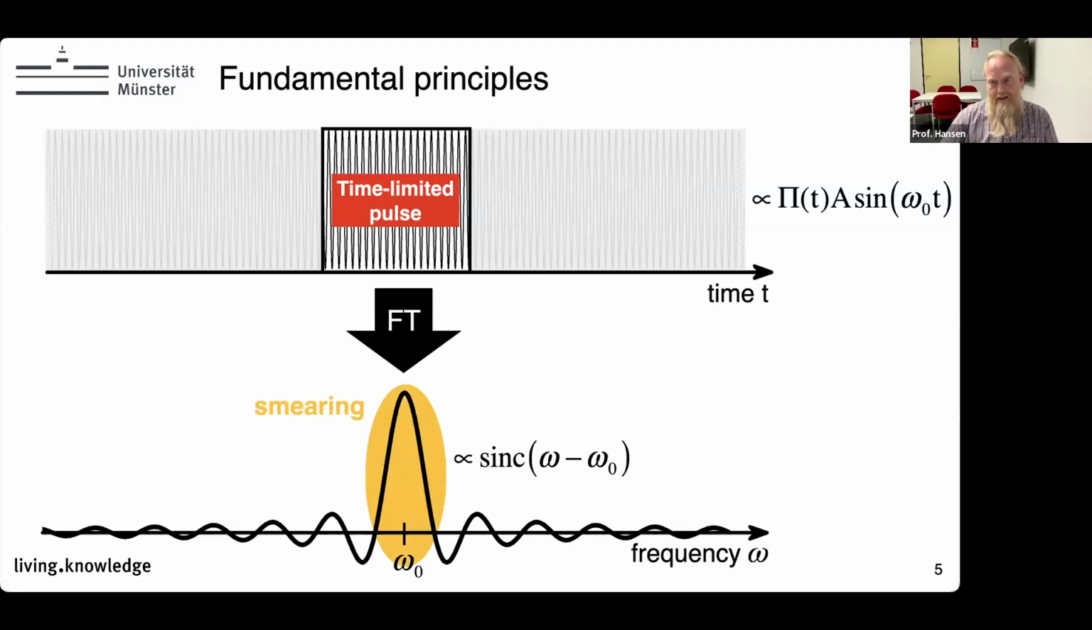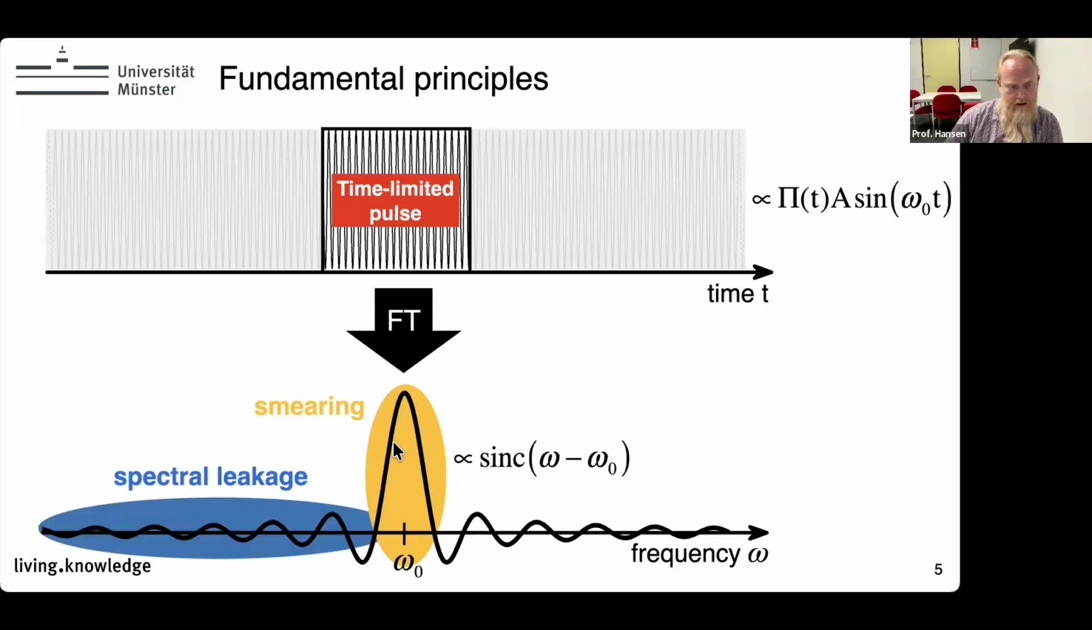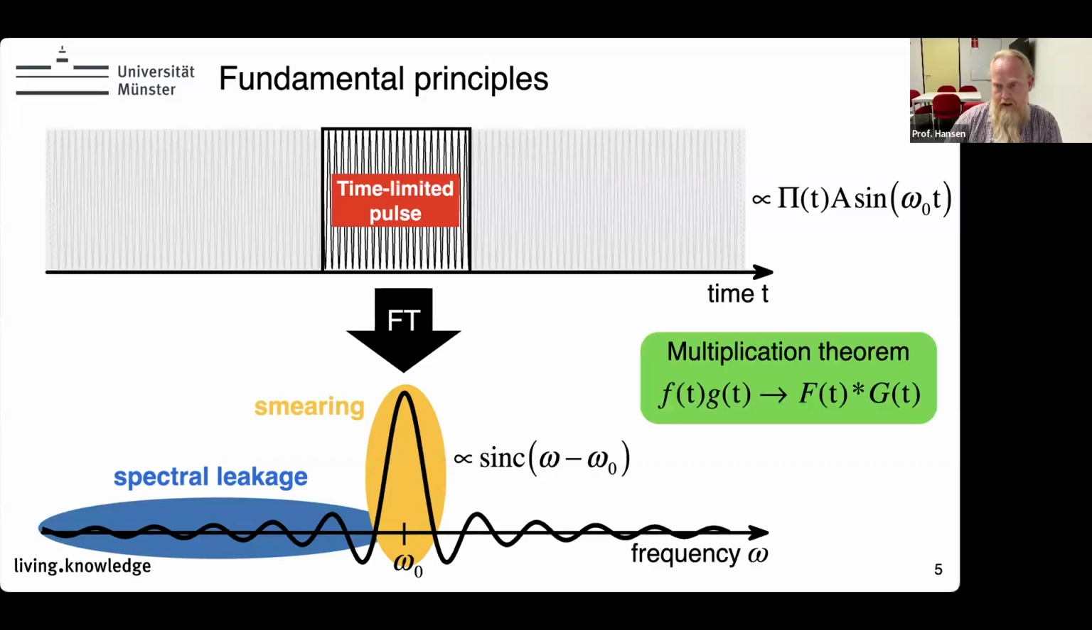If you look at this in signal analysis terms, the way this is distributed is called smearing, and the leakage here is called spectral leakage. Of course, the way it works is that you do a Fourier transform of a box. It's the convolution with the box Fourier transform. So it's a multiplication of two functions, and then it's just a convolution in Fourier space.